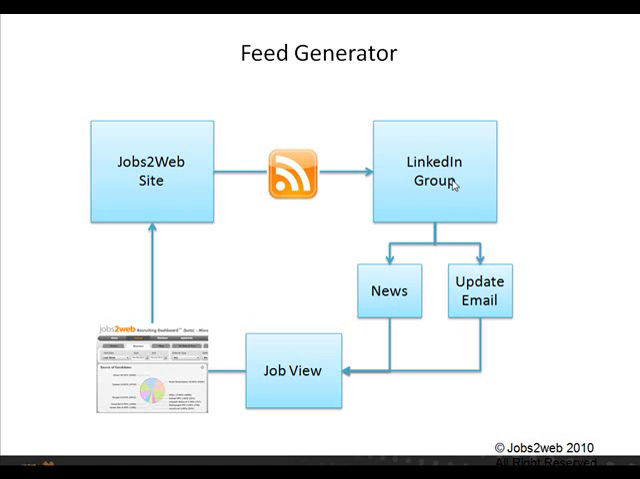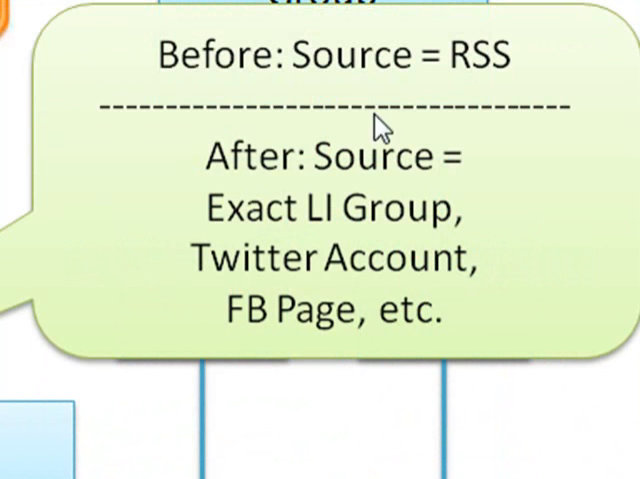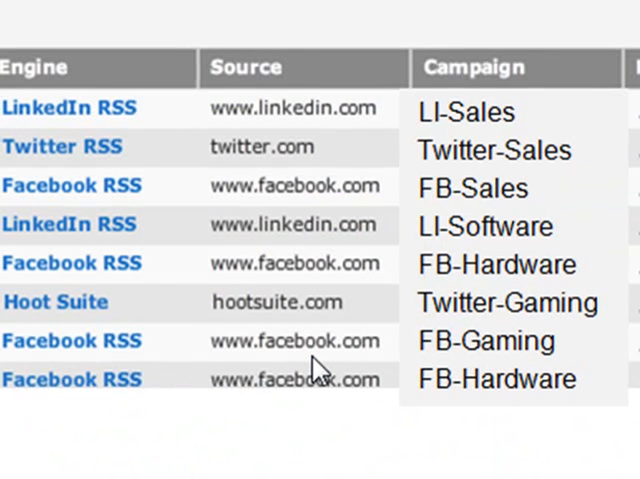If someone was to click on a news item directly from their email update, we wouldn't know where they came from until now, because the new RSS feed generation tool will embed that code into the link, so that even if somebody's viewing it from their Gmail account or their Outlook account, when they click on it, we'll know that they're a group member of that particular group and therefore give that group credit for when that member ultimately comes back. So again, before, the source would be RSS, and after, the source will be the exact LinkedIn group, the exact Twitter account, or the exact Facebook page that showed us where people came from.